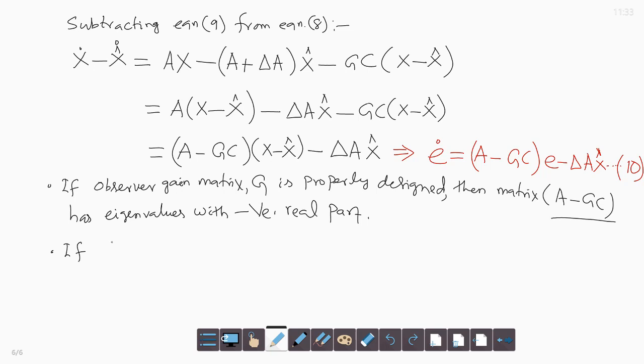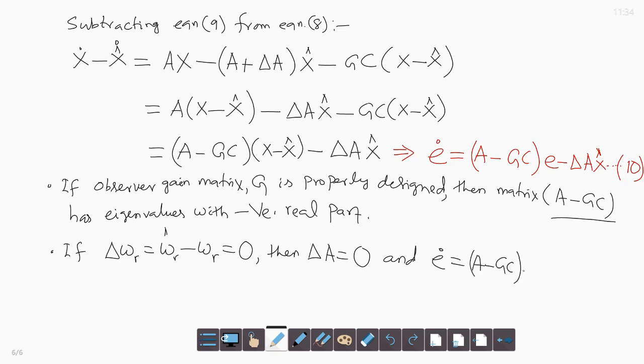in the above case, if delta omega r, that is omega r estimate minus omega r, is 0, if it is ensured that delta omega r is 0, then corresponding to delta omega r, delta A equals 0 and E dot is A minus GC into E. So because A minus GC has eigenvalues with negative real part, as from solving the previous differential equation, this differential equation E dot equal to A minus GC into E, a first order differential equation in vector matrix form, as t tends to infinity, E tends to 0. So the estimation error comes to 0 with time.